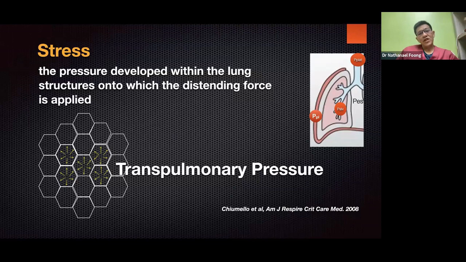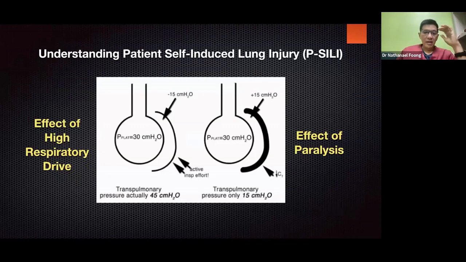So how does patient self-induced lung injury actually occur? This happens when there is excessive effort from the patient, generating a very high negative pressure in the intrapleural space and causing a resultant high transpulmonary pressure. Of course, this is how muscle relaxants help to protect ventilated patients, by ablating the negative intrapleural pressure and causing a positive pressure transmission from the pleural pressure into the lung.